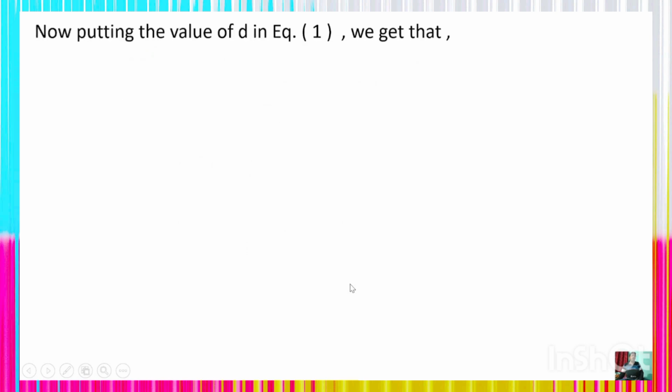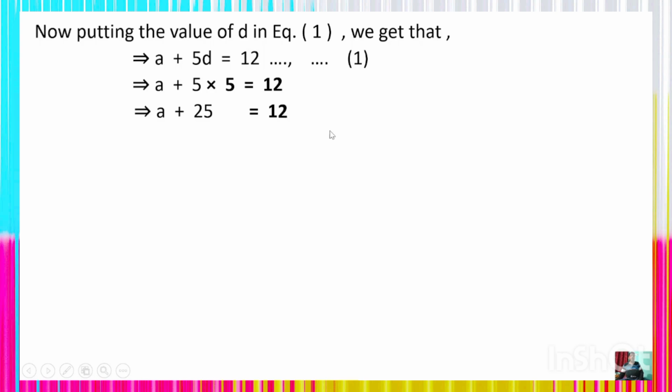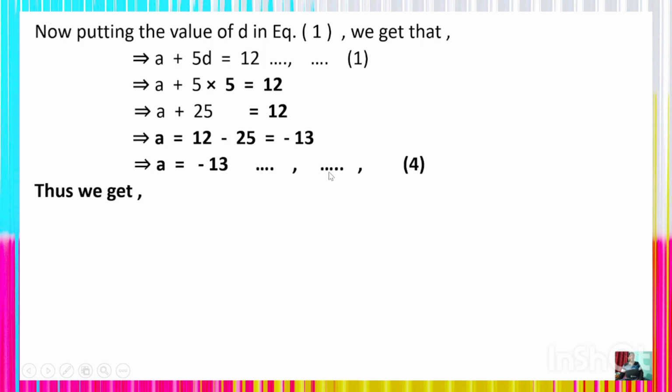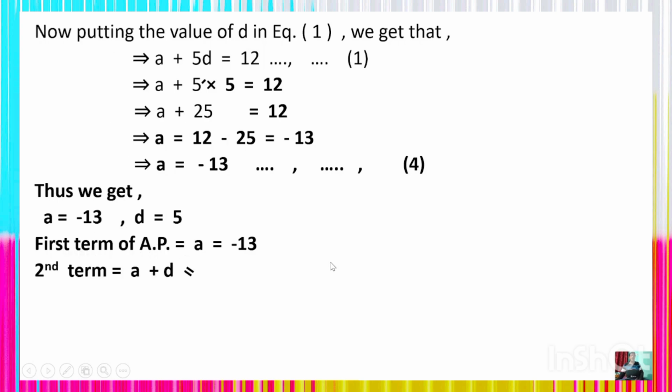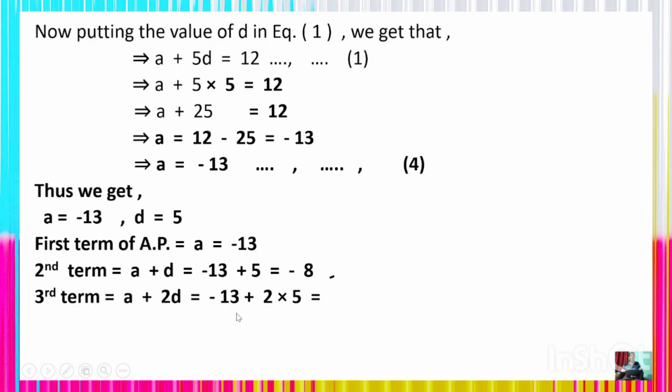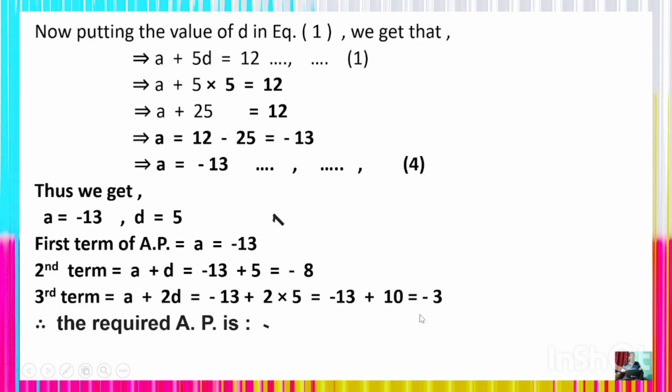Okay, understand? Now putting the value of d in equation 1, we shall get a plus 5d is equal to 12. a plus 5 into 5 is equal to 12. So a plus 25 is equal to 12, and a is equal to 12 minus 25, which is minus 13. Thus a is equal to minus 13, right? Thus we get the value of a and the value of d. Now the first term of the AP is a, which is minus 13. The second term of the AP, which is a plus d, is equal to minus 13 plus 5, which is minus 8. The third term of the AP is a plus 2d, which is minus 13 plus 2 into 5, which is minus 3. Thus the required AP is minus 13, minus 8, minus 3.